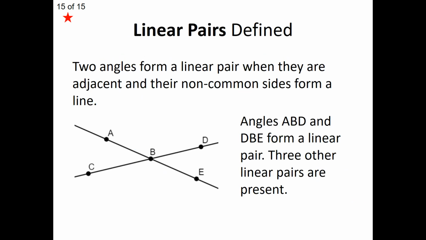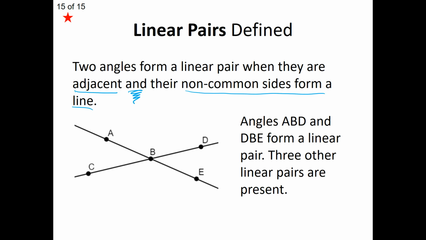Our last relationship we're looking at is what's called a linear pair or linear pairs. To define a linear pair, there are two angles that form a linear pair, and when they form this linear pair, there are two things in the definition. The first thing is they have to be adjacent, and we see that here in the slides. And there's a second thing that has to happen: their non-common sides form a line. So that's the second thing that has to happen in order for us to form a linear pair.